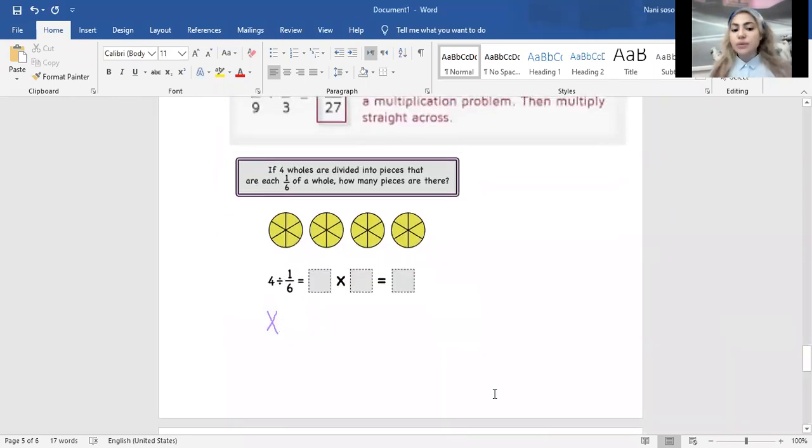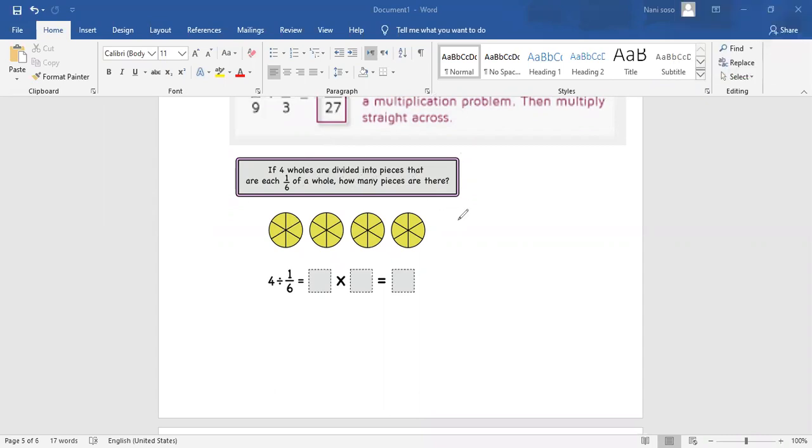This is also about keep, change, flip, but I don't have a fraction in the first place. I have the whole number at the beginning. So let's see how we are going to use keep, change, flip. If 4 wholes are divided into pieces that are each 1 out of 6 of a whole, how many pieces are there? So I have 4 divided by 1 out of 6, and I use keep, change, flip.